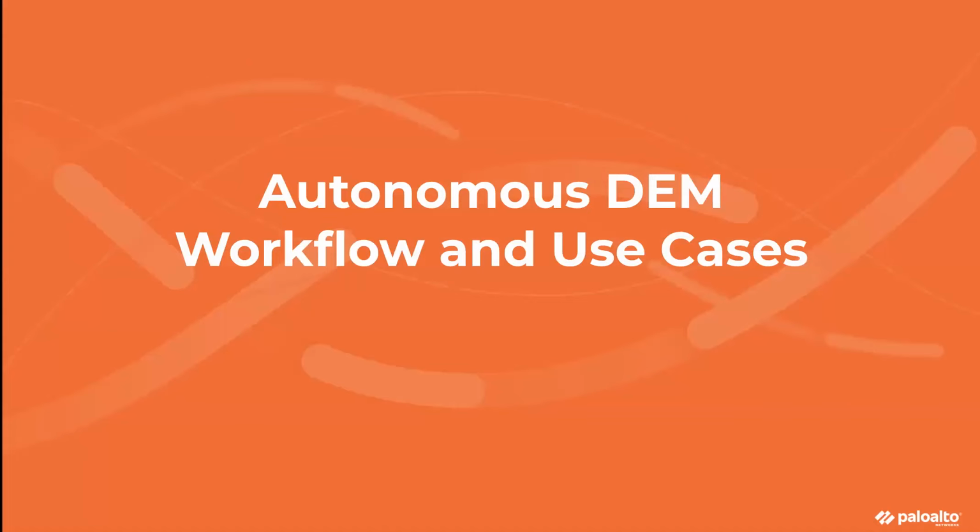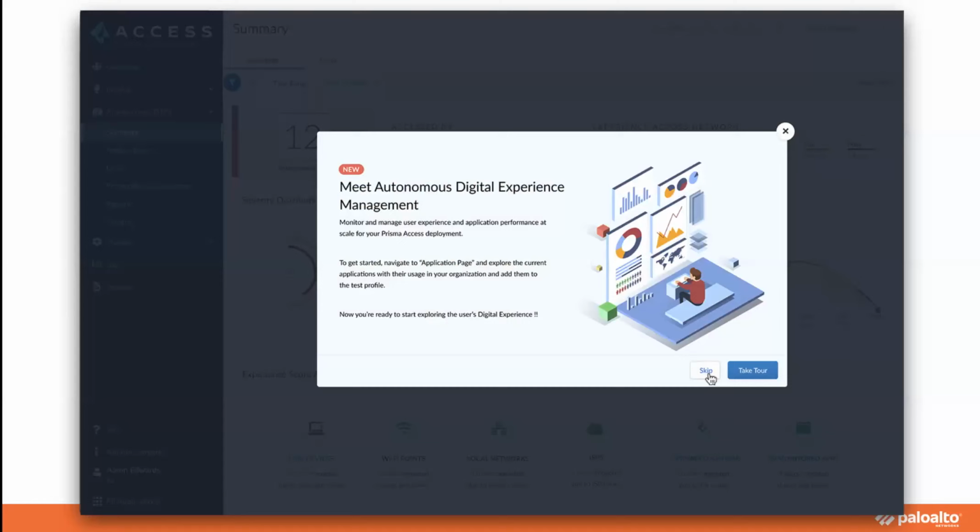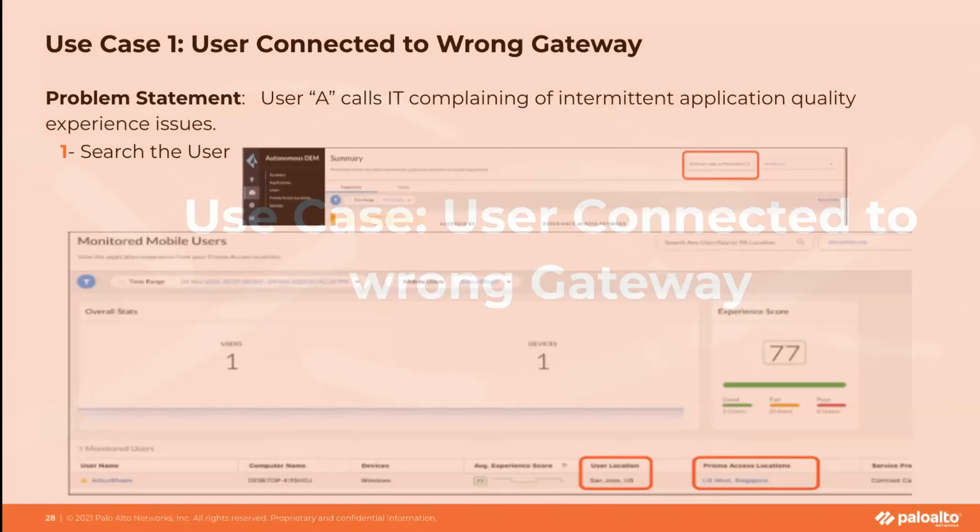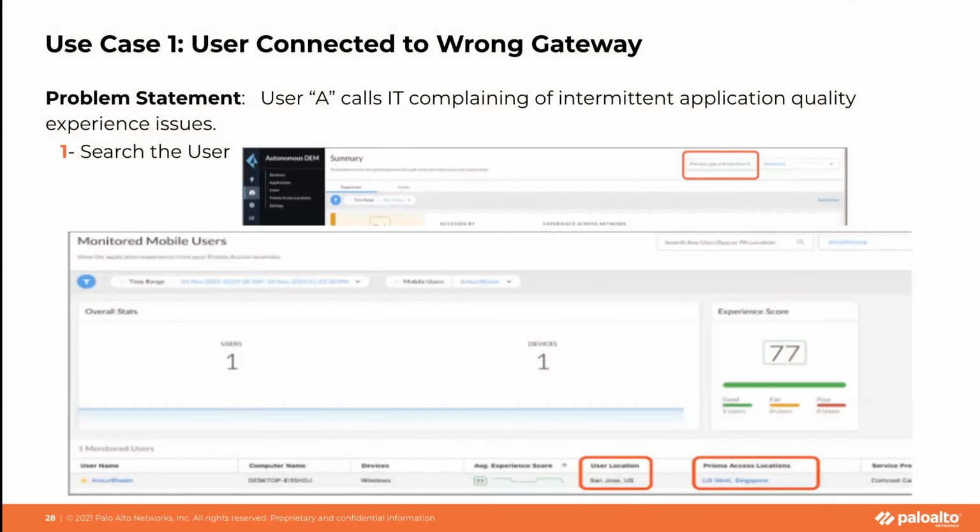Autonomous DEM workflow and use cases. Let's have a look at different use cases. This is how it will look once you log into your ADEM portal. The first use case we are talking about today is a user connected to a wrong gateway. The problem statement here is that user A calls IT complaining of intermittent application quality and experience issues. So now the network administrator will log into the ADEM portal and use the search option on the dashboard to find the user.